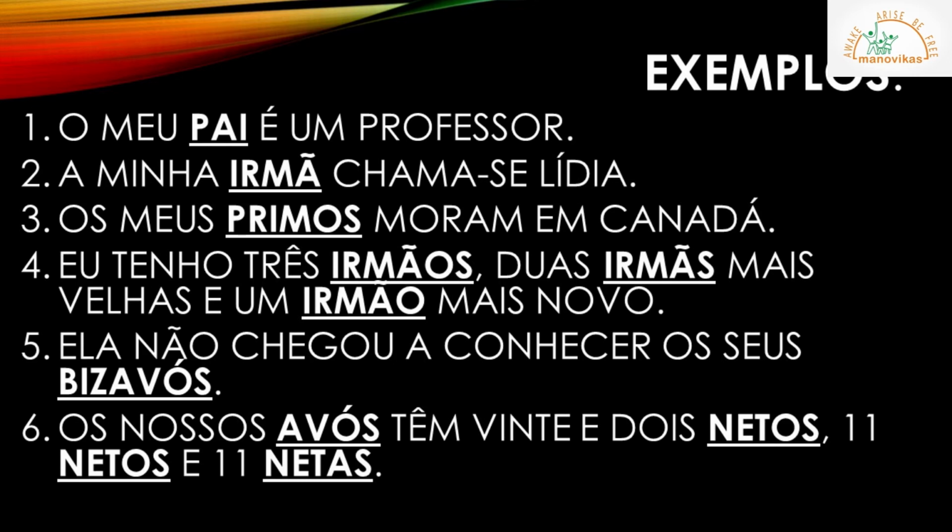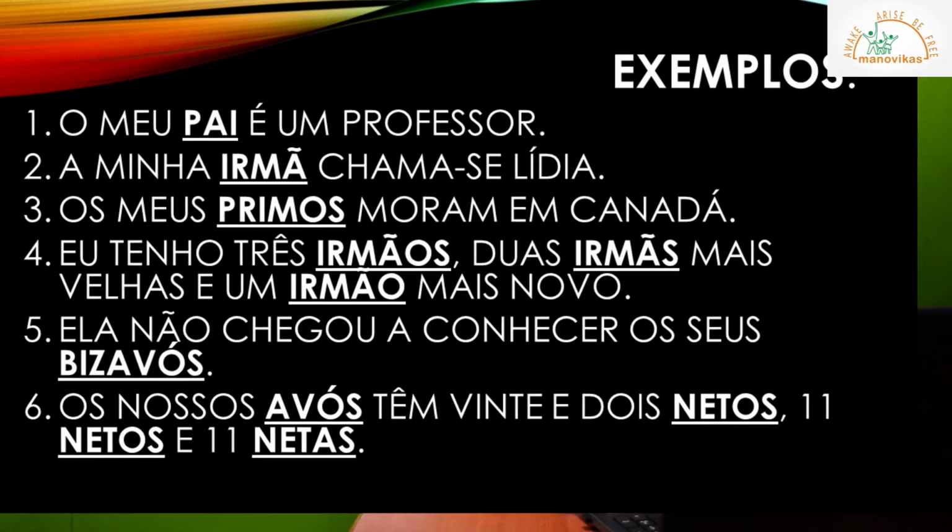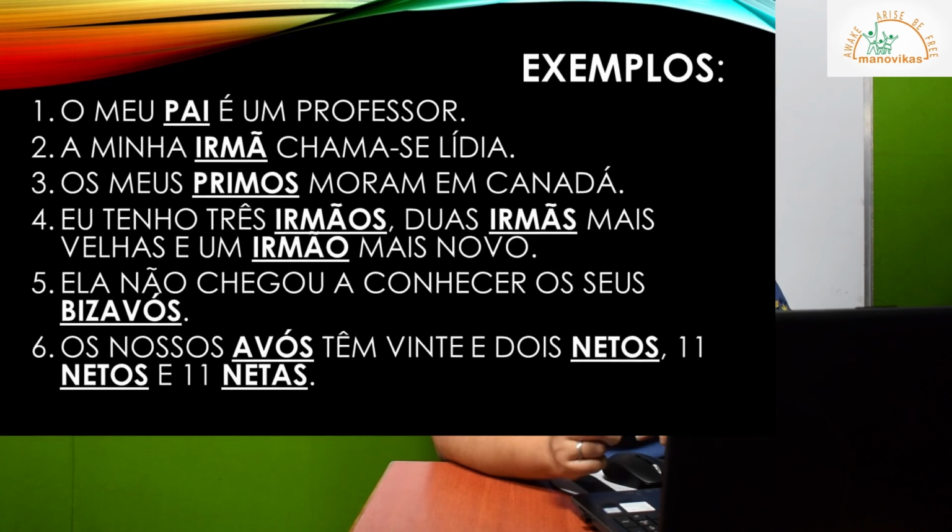Then the next sentence says, ela não chegou a conhecer os seus bisavós. What does that mean? She didn't get to, or she didn't reach to know her great-grandparents, okay? Ela não chegou a conhecer os seus bisavós. Then, os nossos avós têm 22 netos. Our grandparents have 22 grandchildren. 11 netos e 11 netas. 11 grandsons and 11 granddaughters.